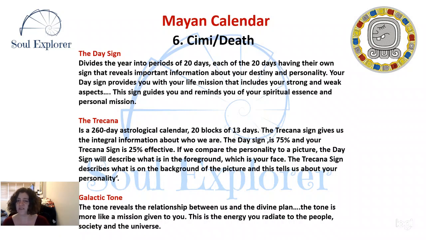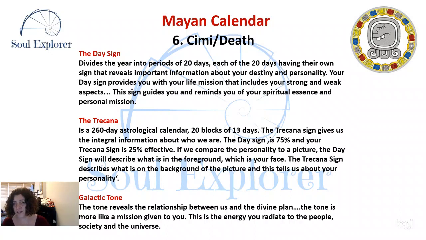The year divides into periods of 20 days. There are only 20 day signs, and those 20 day signs loop in a cycle like Mayan astrology does. So each of the 20 day signs then has their own 13-day period, which is called the Trikana or the Tzolk'in. But for the day sign, that sign reveals important information about your destiny, your personality, your life mission, your strong and weak aspects, and it reminds you of your spiritual essence and your personal mission for this lifetime.